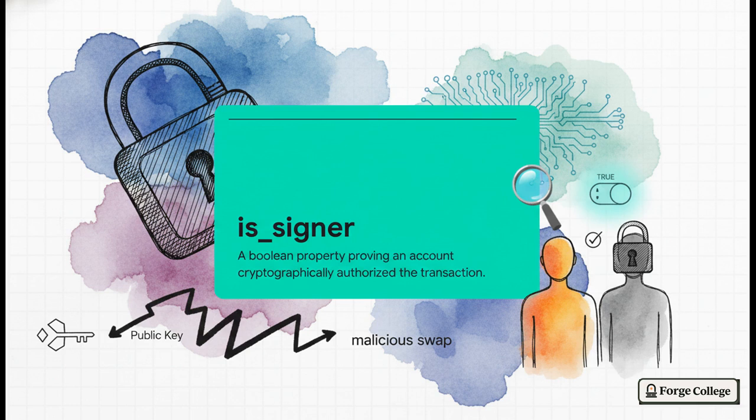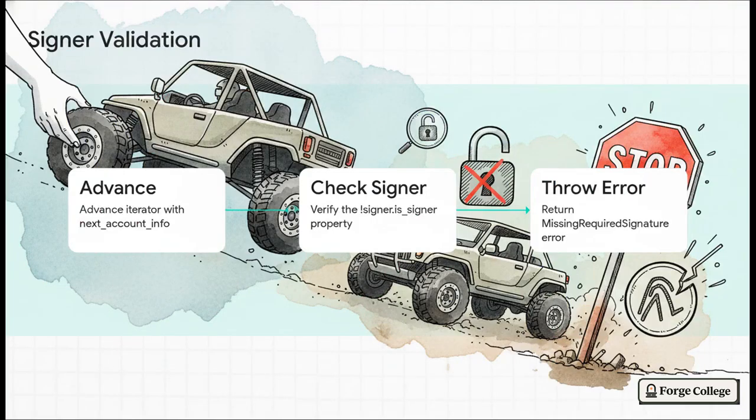Because Solana doesn't have an implicit msg.sender, the presence of a cryptographic signature is a runtime property that you must actively observe. If you don't check this Boolean, well, a malicious user can just swap in someone else's public key, and your program will happily execute the transaction as if that other person authorized it. No way we're letting that happen. So how do we actually bolt this wheel on? It takes 3 explicit steps.